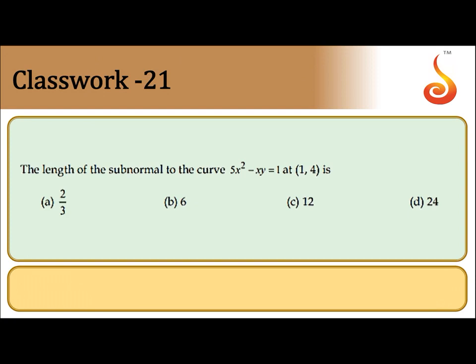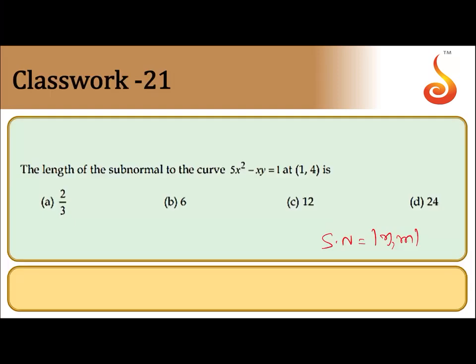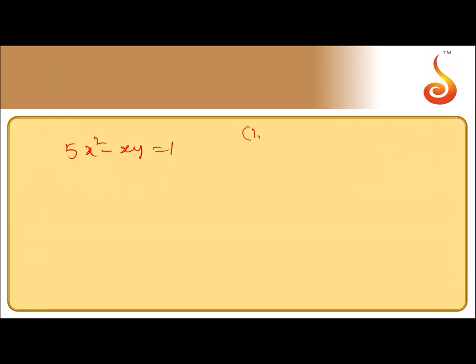Coming to length of subnormal to the curve. Similar formula, y1 into m. Subnormal formula is equals to y1 into slope. At point 1 comma 4, the curve is 5x square minus xy is equals to 1. You have to find the subnormal at 1 comma 4.